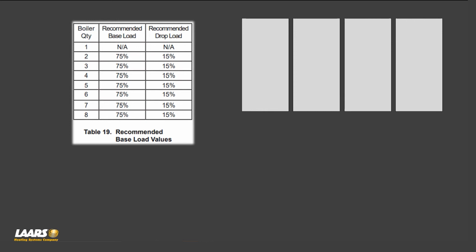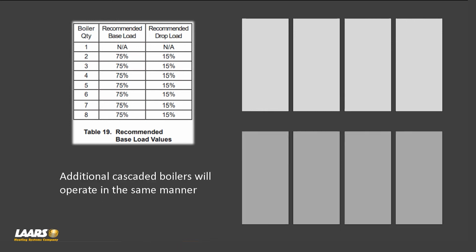4 to 8 boilers are going to follow the same operation, in the same manner. So just go through your modulation, understand that they'll get cut in half when you're bringing on another boiler, or increasing as you're on your drop load.